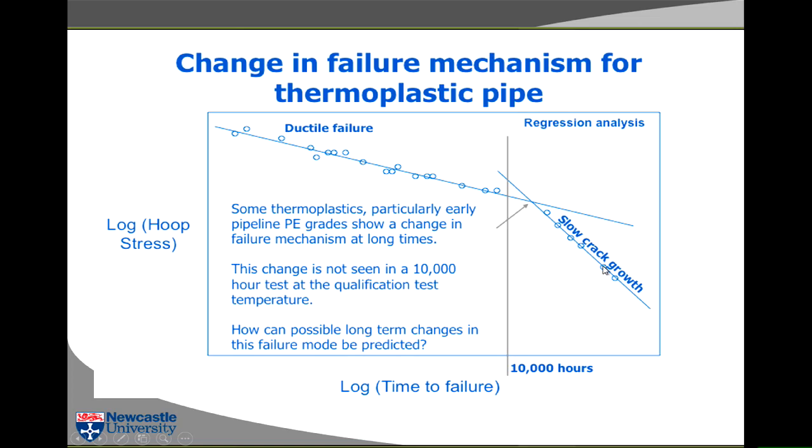But the thing that we didn't know is that there's another, and remember we call this line a regression line, just because we use the procedure called linear regression, the least mean squares method of getting the line. What we didn't realise is that sometime between 10,000 hours and the design life, there's another failure mode. And that's the failure mode which came in and caused all the early thermoplastic pipes to fail. So this change is not seen in a 10,000 hour test, the qualification temperature.